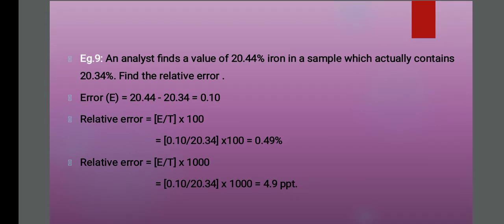Next one, the same problem I have told you already. An analyst finds a value of 20.44 percent iron in a sample which actually contains 20.34 percent. Find the relative error. First, you have to find the absolute error. Absolute error, I have told you already, is E equal to the difference between the experimental value and the true value. So 20.44 minus 20.34 is 0.10.